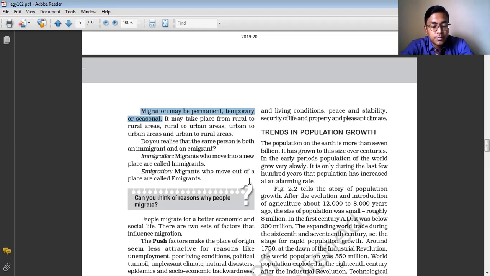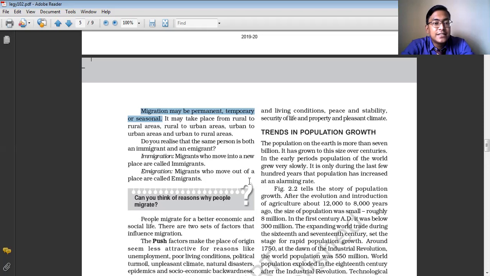Suppose some people have migrated from Siliguri to Kolkata to earn their livelihood. So they will go to Kolkata, they will stay there for 4 or 5 years, and when they have enough money and want to go back to their old place, they will return to Siliguri after 4 or 5 years or 10 years and all. So that is a temporary migration.